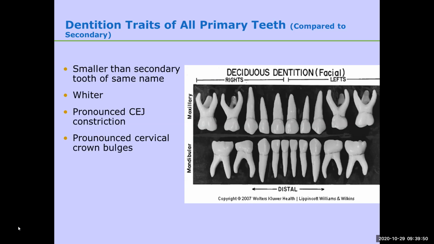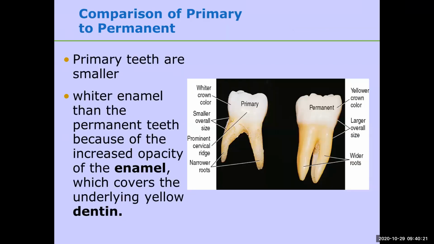They have a very pronounced CEJ constriction. I'm calling it the waist. They've got a very pronounced CEJ constriction, and they have pronounced cervical bulges. They're very curvy teeth. All right, this is the cervical bulge here. You're not going to be able to see it, but you can see it a little bit here. They're very curvy teeth compared to the permanent counterparts. The primary teeth are smaller.